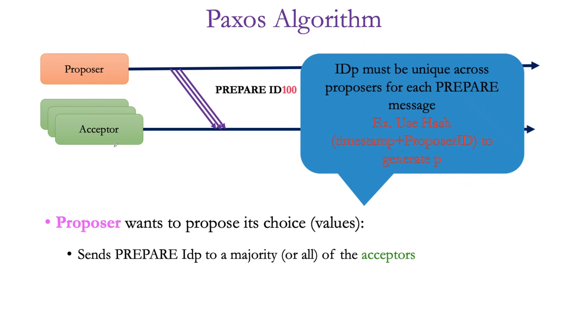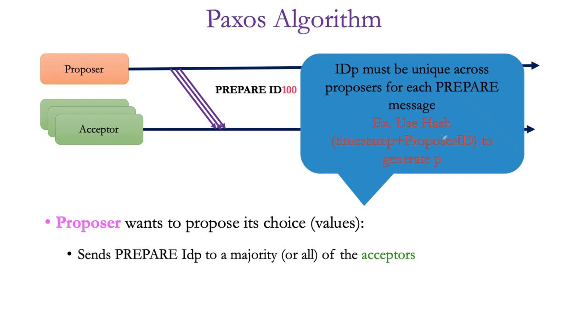Then the acceptor will decide based on this prepare ID. This ID must be unique across the proposers. It should not be the same as any other proposer's. Okay, that will reduce duplication in the network. So it must be unique across proposers for this prepare ID message. Every proposer simply uses the hash function which we discussed in the permissionless blockchain. That hash function uses the timestamp, which tells whether it is a new one or an older one, along with the proposer ID, to generate a new proposal ID.